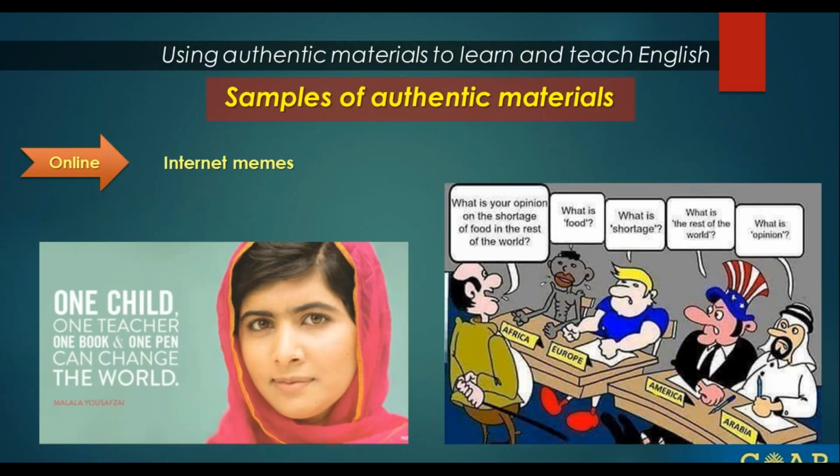You can look at the first one. It says, "One child, one teacher, one book, one pen can change the world." And the other picture says, "What is your opinion on the shortage of food in the rest of the world?" The guy from Africa said, "What is food?" And the guy from Europe says, "What is shortage?" And the person from America said, "What is the rest of the world?" And the other guy says, "What is opinion?" You see? So these resources were prepared for entertainment probably, but we can use them as resources to teach English.